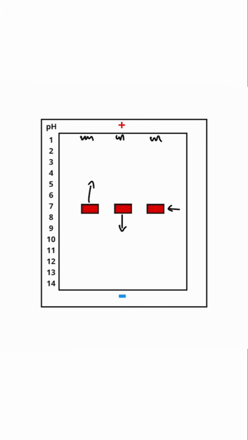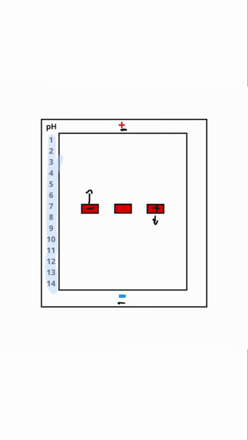in both directions. Let's say that the proteins on the far left gel are negatively charged, and the proteins on the far right gel are positively charged. The proteins on the left are going to migrate up towards the positively charged anode, and the proteins on the right will migrate down towards the negatively charged cathode. Notice that we have a pH gradient here labeled on the left.